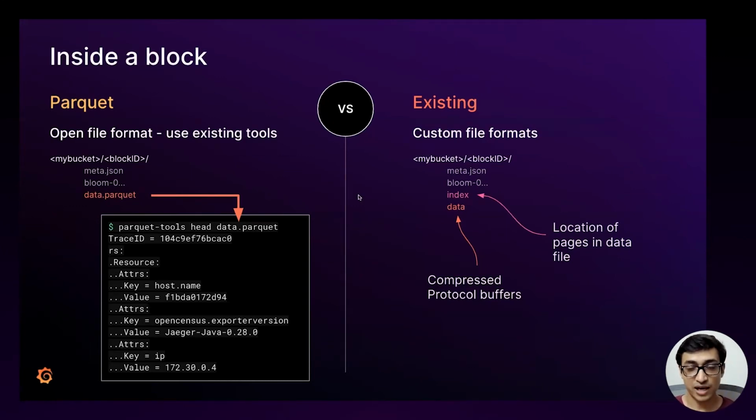Versus what we have as of now, which is a custom file format where we have a data file consisting of compressed protocol buffers of the traces appended one after the other. And we have an index file that contains the location of pages in the data file. We have a CLI command that helps to scan through this data and index file. But again, it's not an open file format like Parquet.